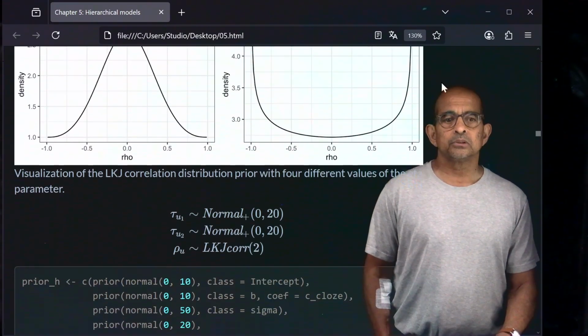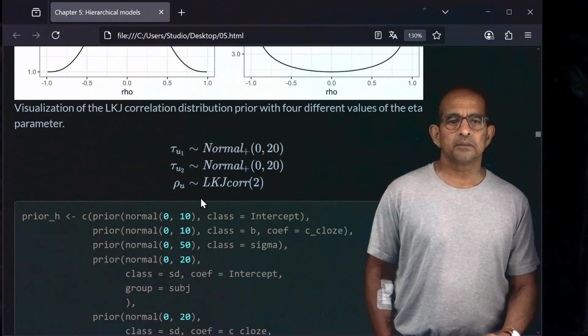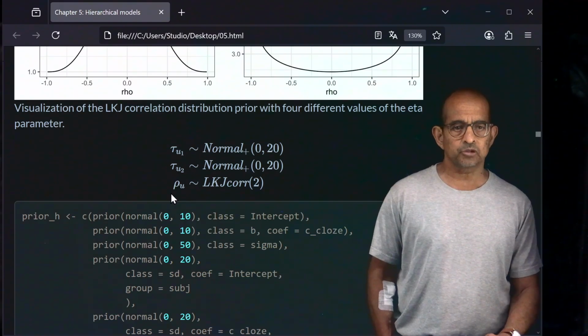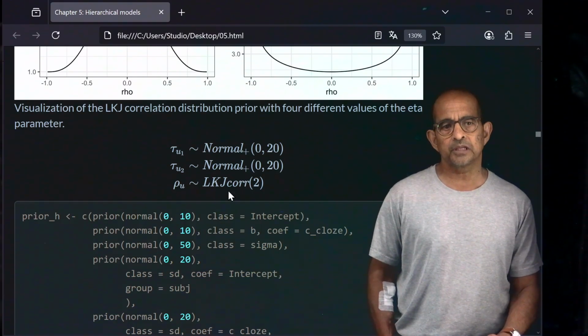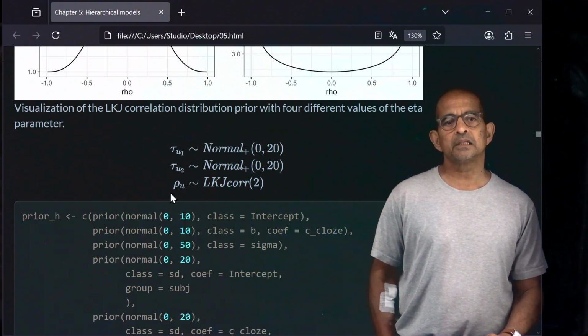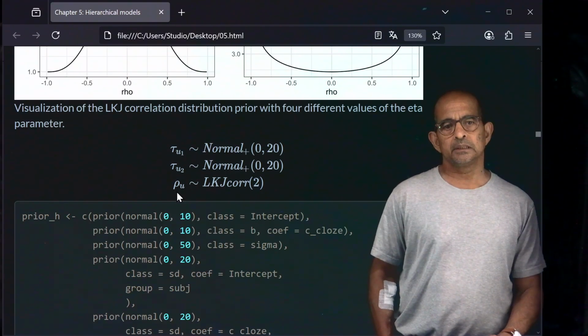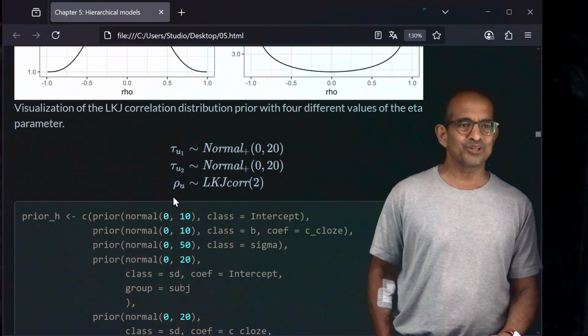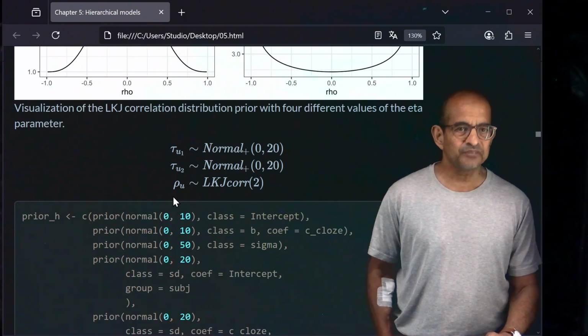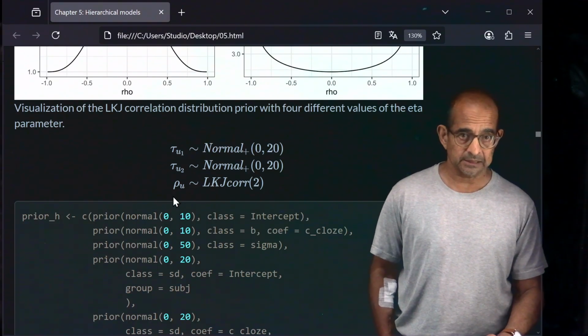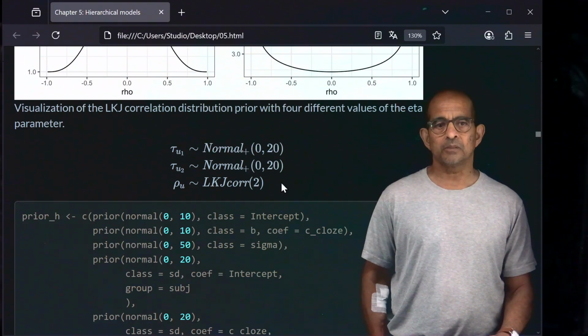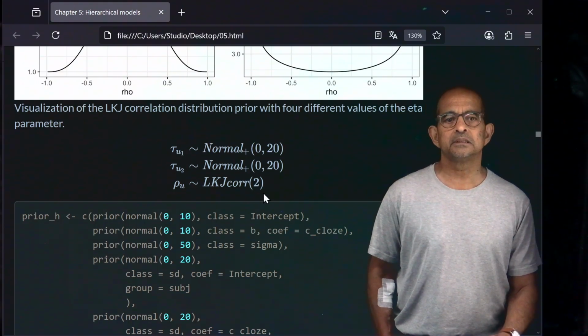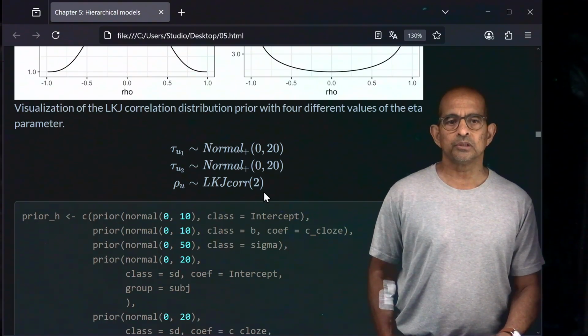All right, so that's how we will write the correlation parameter. Here I'm being a little bit sloppy in that I'm talking about the LKJ correlation prior as being defined on the correlation. It's actually defined on the correlation matrix, as I said earlier. So I'm just being sloppy here, but this is the prior on the correlation matrix.